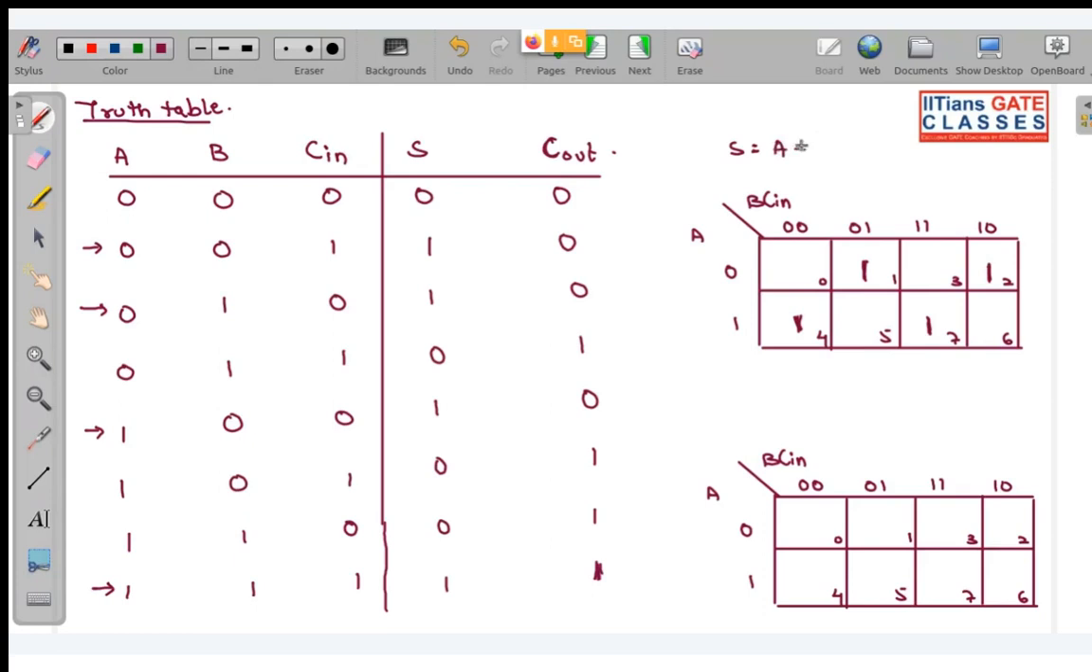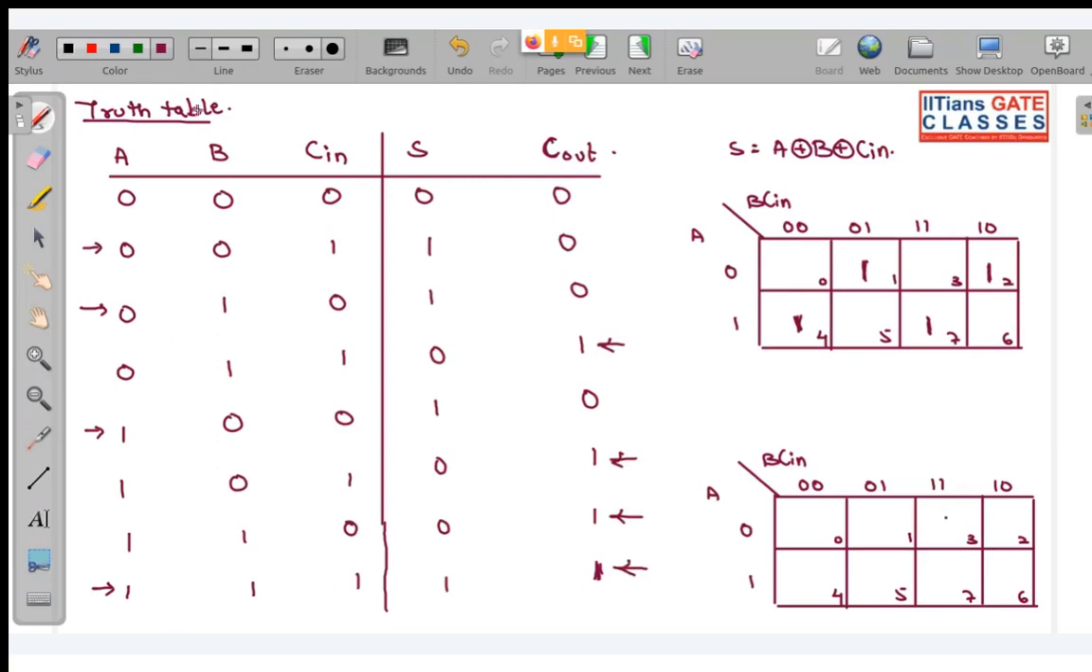So this will be A XOR B XOR Cin. Okay, we have discussed this in K-map. Now let us try to write about Cout. So we can see where it is 1: over here, here, here, and here. So these places are 3, 5, 6, 7.